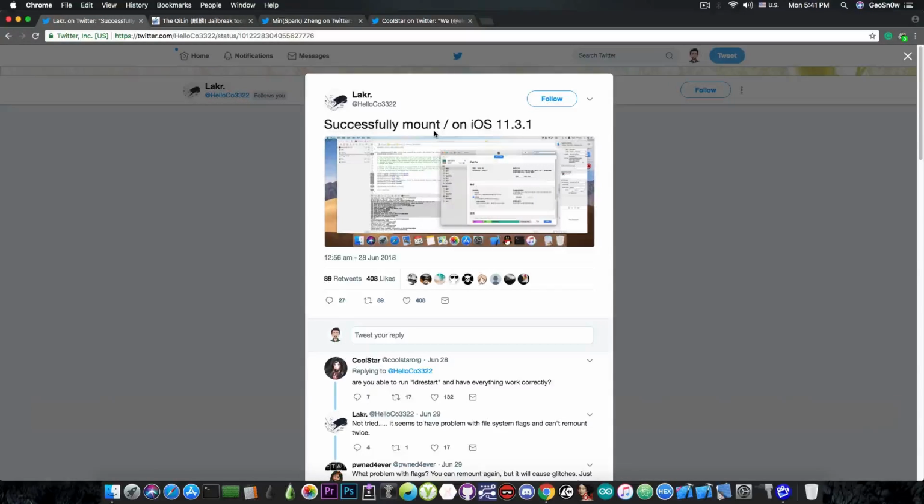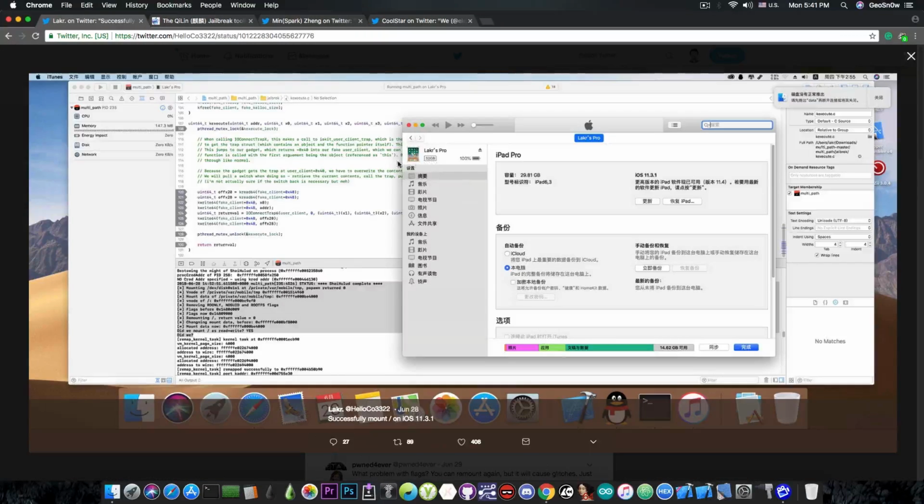So even though he did, in fact, achieve a full remount on iOS 11.3.1, it's not enough to be integrated in the Electra, because in the state it is, it's not going to be good enough to be integrated into a public jailbreak like the Electra. So why is this important then? Why am I making the video?